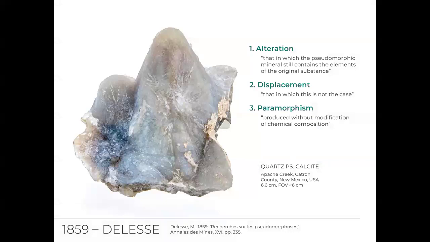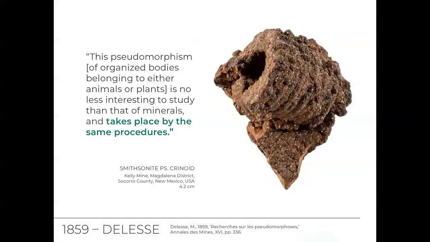Now, after discarding the envelopments, Deleuze classifies pseudomorphs as alterations in which the mineral still contains elements of the original substance, displacement in which that's not the case, and paramorphs, which are the dimorphic transformations. He seems happy to include fossils as pseudomorphs and points out that the formation of both take place by the same procedures, even if we still don't quite understand what those procedures are.